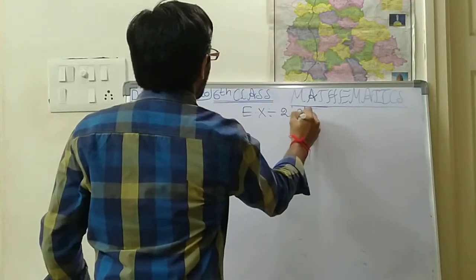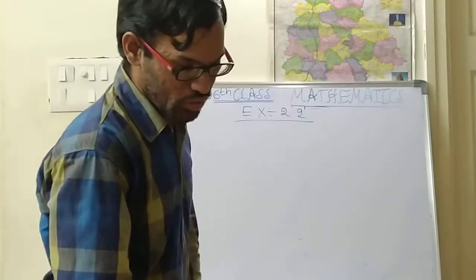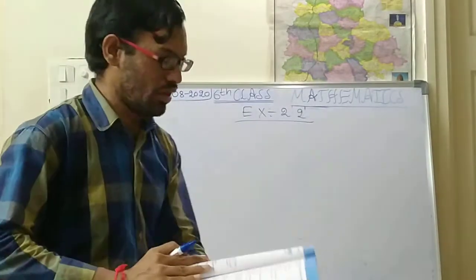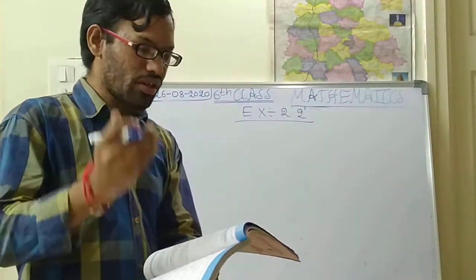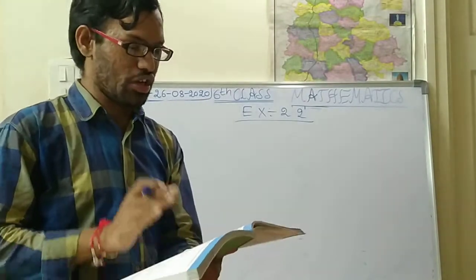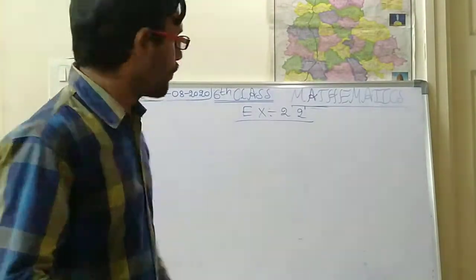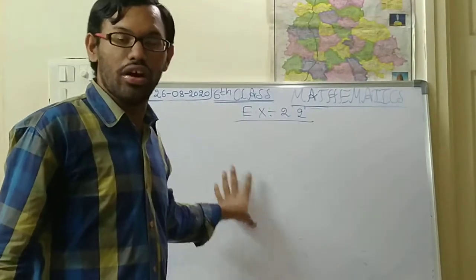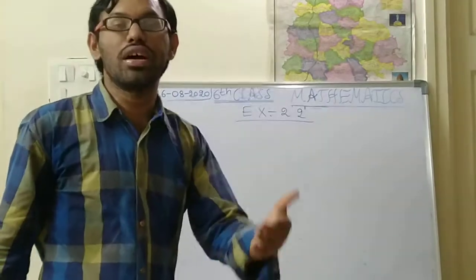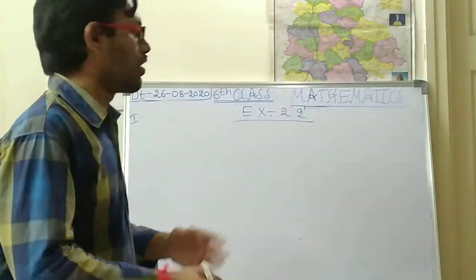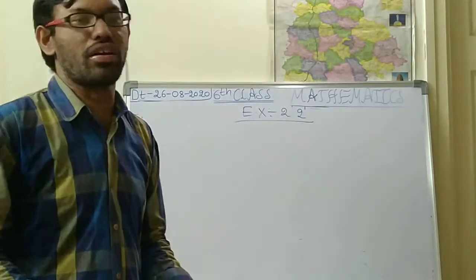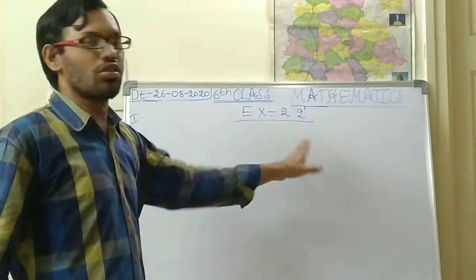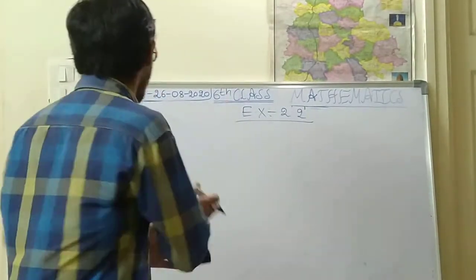Exercise 2.2. So 2.1 is completed, 2.2 we have to see. So the first bit. I am reading the question: give the results without actually performing the operations using the given information. You have to find the results without performing the actual operations. So you are not supposed to add, you are not supposed to subtract. With the help of whatever the operations are there, with the help of that only you have to say directly.